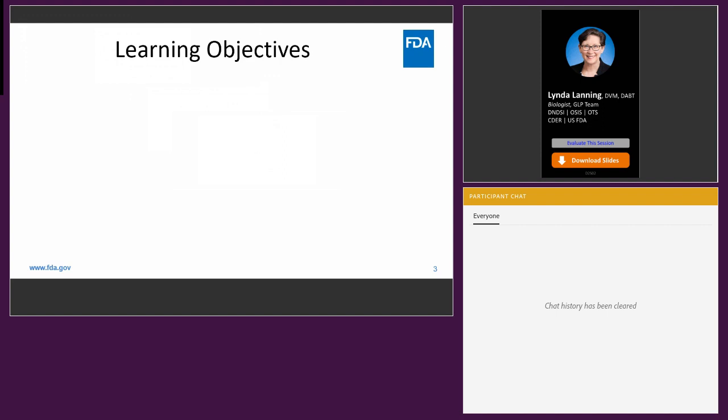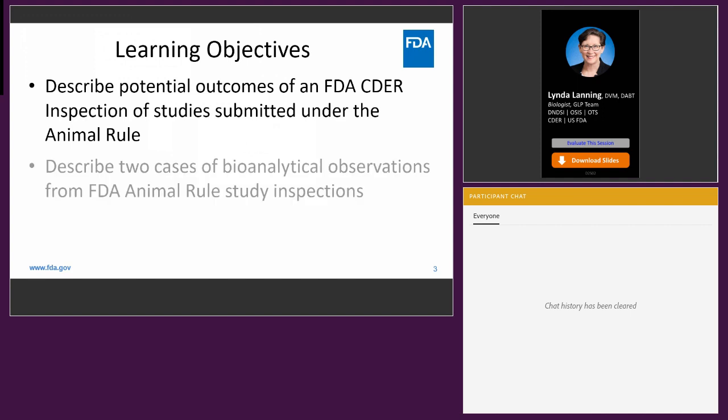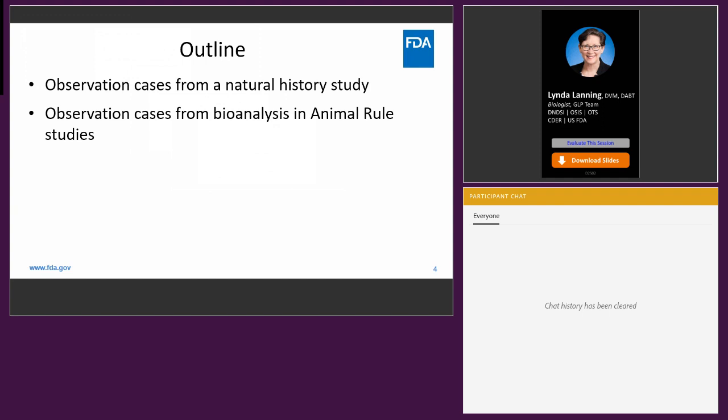During this presentation, we'll describe the potential outcomes of an FDA CDER inspection of studies submitted under the animal rule and describe two cases of bioanalytical observations from animal rule study inspections. We will discuss observations from a natural history study and from studies, bioanalysis aspects of animal rule studies.